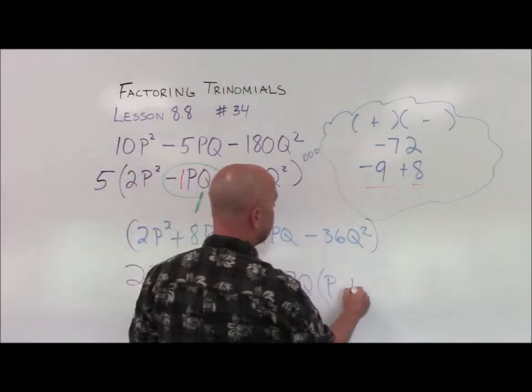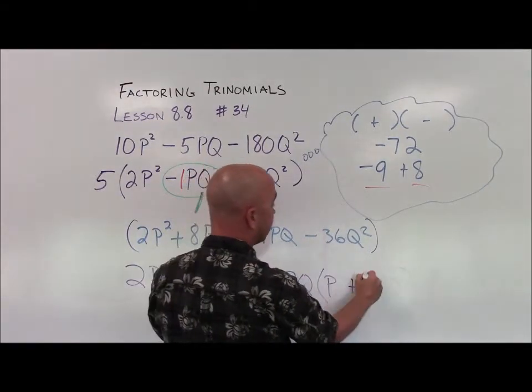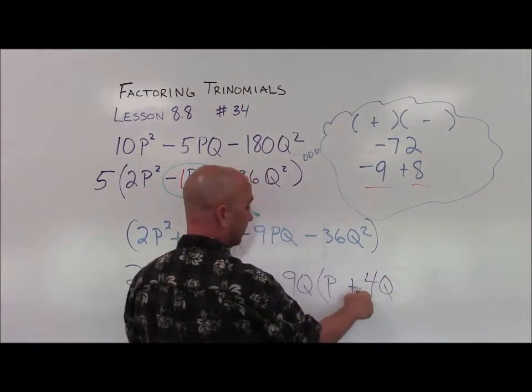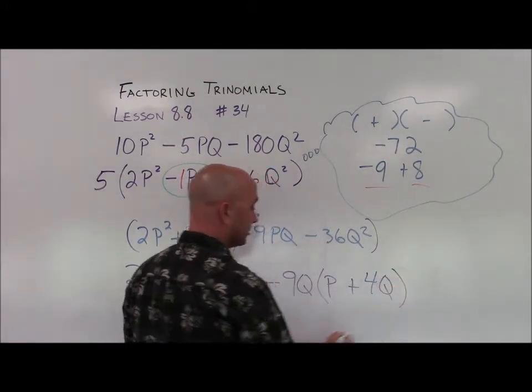And over here, a negative times a positive gives me a negative 4q. 4 times 9 is 36. Q times 2q is q squared.